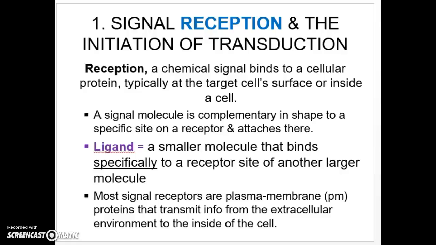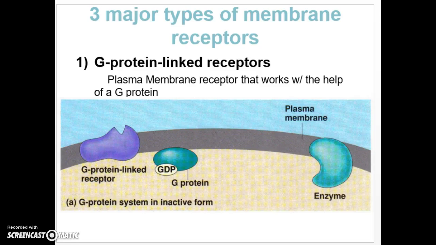And again, most signal receptors are plasma membrane proteins that are going to transmit the information from the extracellular environment to the intracellular space inside the cell. So there are 3 major types of membrane receptors. We're going to look at all 3 of those.